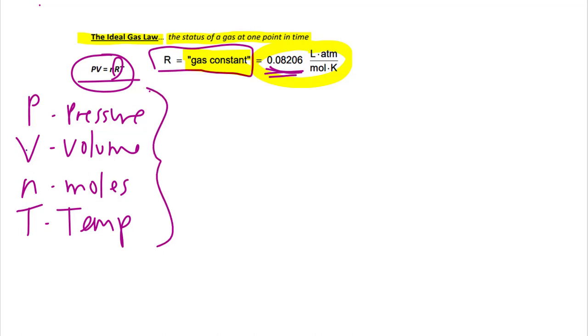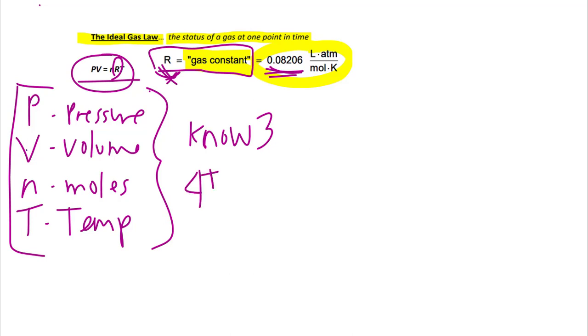And so what we're going to look at is that with this equation, there are 5 variables here, but R you will always know. So if we take that out, we then have 4 variables. And if you know 3 of these, you can find the 4th. So let's look at how we would go about rearranging this equation to solve for different variables.